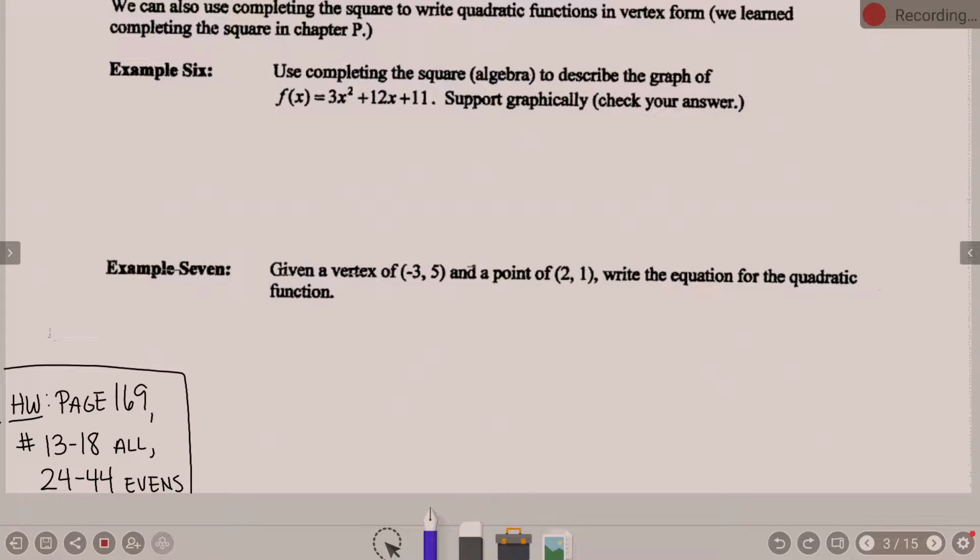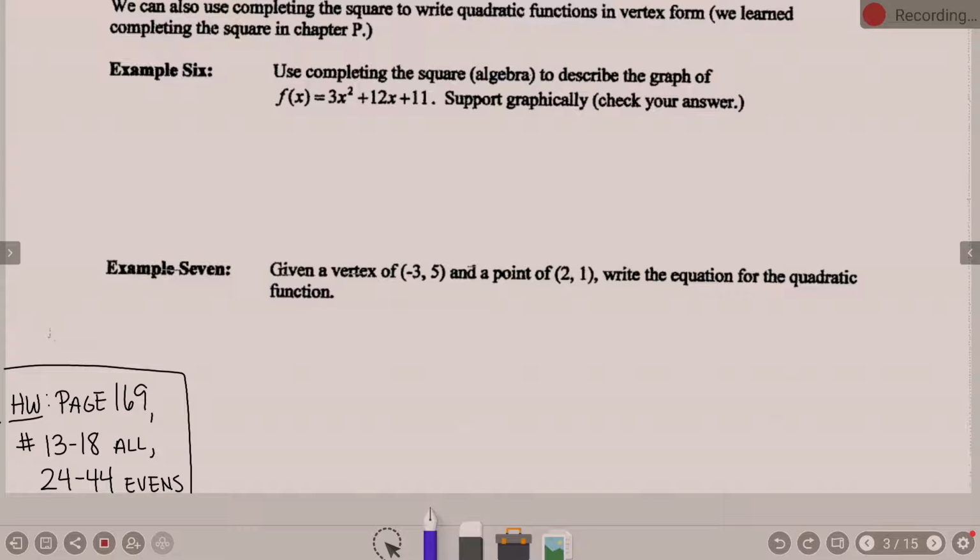Okay. Example 6. Use completing the square. So we're not going to use our formulas. We're going to use completing the square. It says to describe the graph of f of x equals 3x squared plus 12x plus 11. It says support graphically to check your answer. What that means is we can graph our original equation and what we have in vertex form. So we can graph both forms and they should come up the same.